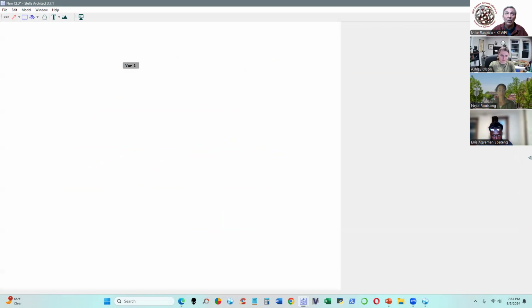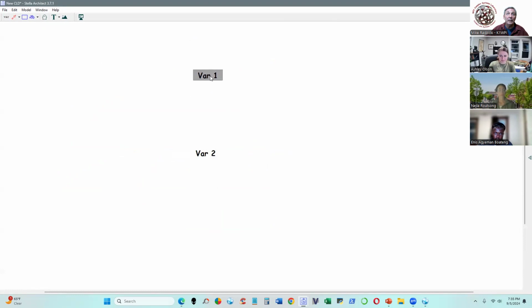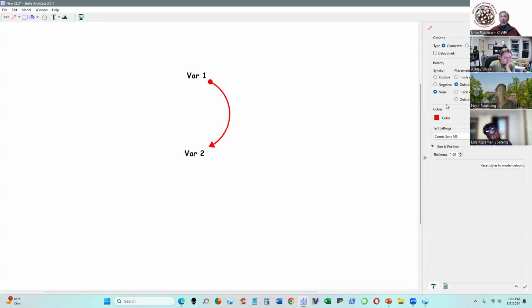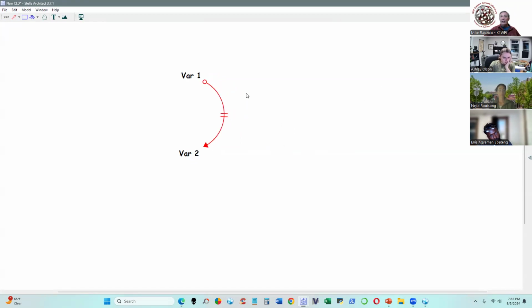So now I'm in the causal loop diagram area here. Variable 1, variable 2. We're just drawing a causal loop diagram here. Can't simulate this thing, right? But if I want to show a delay between variable 1 and variable 2, so a change in variable 1 causes a change in variable 2, I can put a delay mark in here, and there's that double slash, indicating there's a significant delay between cause and effect.